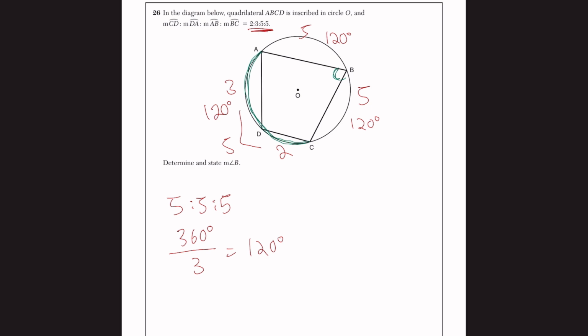So again, to find angle measure B, it's going to be half of the green arc right here. So we can just do 120 divided by 2 is equal to 60. So measure of angle B is equal to 60 degrees.